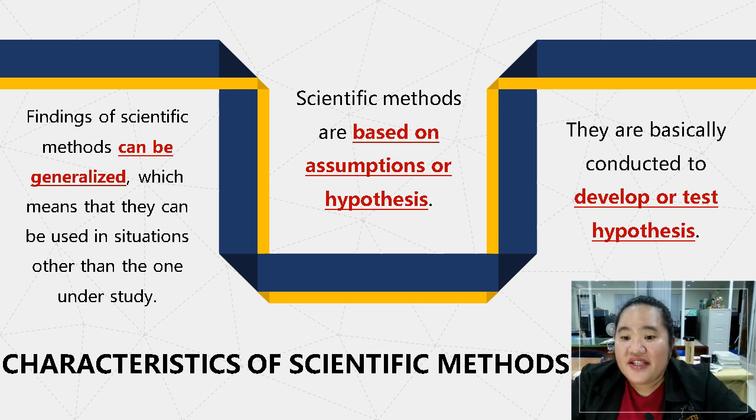Another characteristic of the scientific method is that its findings can be generalized, which means they can be used in situations other than the one under study. For example, class, your study should also be usable for other studies. For instance, you're studying the effect of malunggay in treating wastewater.